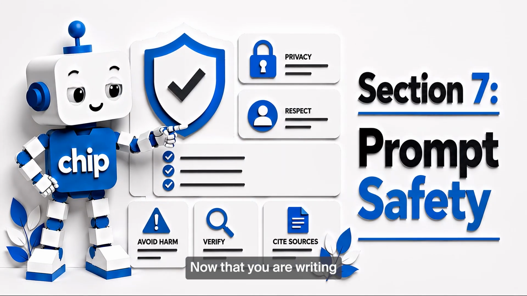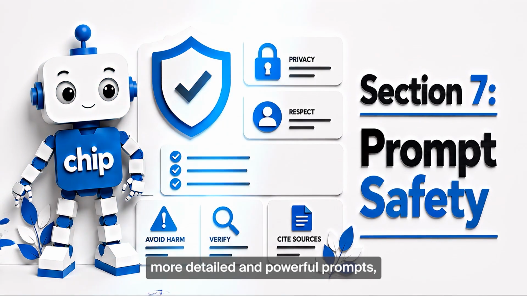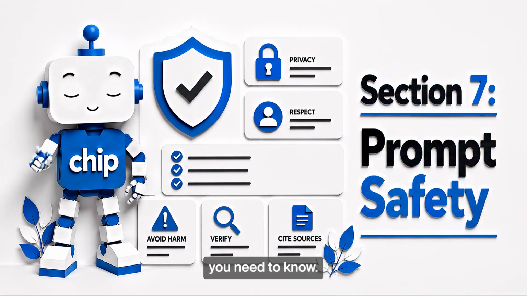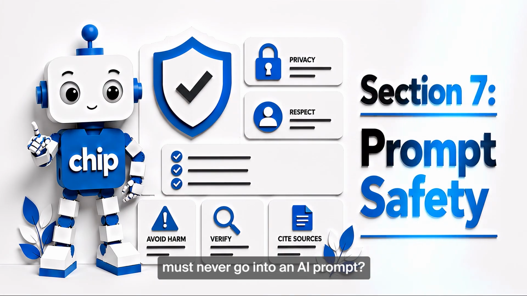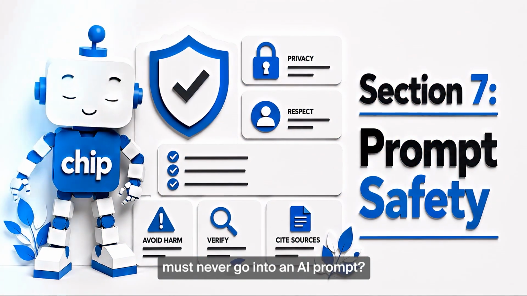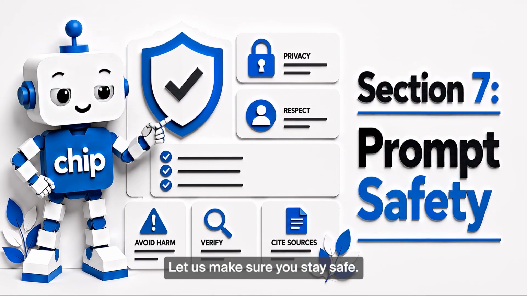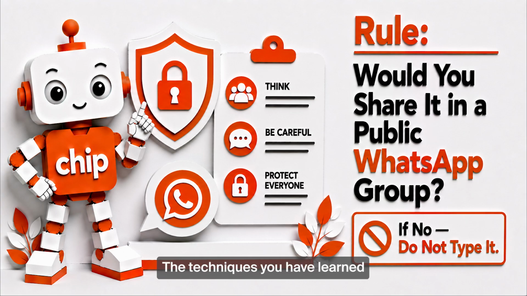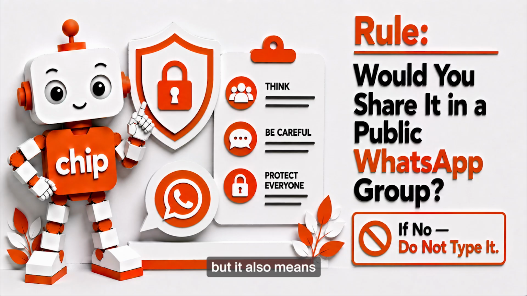Now that you are writing more detailed and powerful prompts, there is one more thing you need to know. What information must never go into an AI prompt? Let us make sure you stay safe. The techniques you have learned make your prompts much more powerful. A detailed 5-part prompt with business context, specific tasks, and real examples is very effective. But it also means you are sharing more information with an AI tool. And some of that information must never be shared.